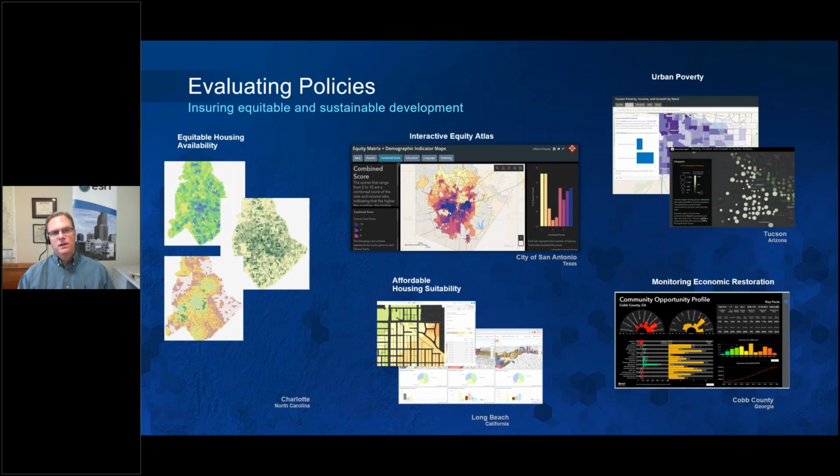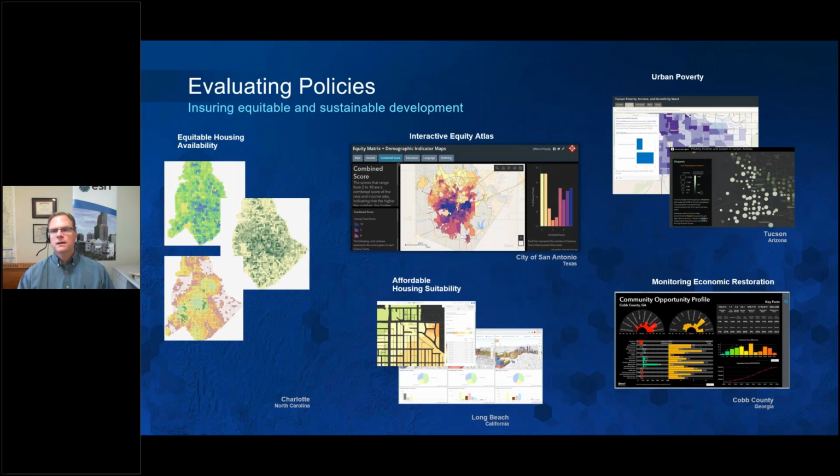In Charlotte, North Carolina, they're using GIS to create an equitable housing framework, to understand where affordable housing can be spread equitably throughout the city. A similar project in Long Beach is combining affordable housing with an economic mobility strategy, where they can identify the most suitable locations for affordable housing based on things like proximity to jobs, to schools, to transit locations, to groceries, and so forth.